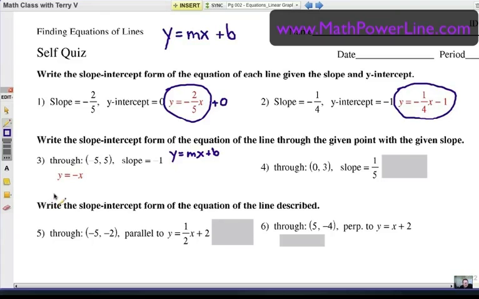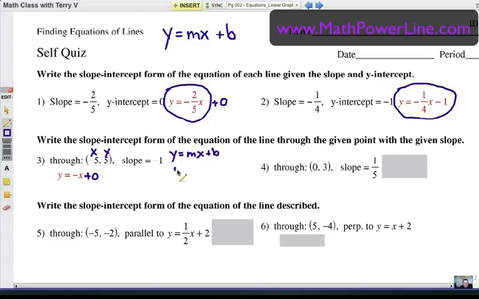Number 3, the answer is y equals negative x, and you could also say plus 0. Now the key to this is, again, in slope-intercept form, you need to know the slope, you need to know the y-intercept, and we don't know the y-intercept here. So what we do is we do some substituting. We substitute the y for the positive 5 there. That's my y value. And the negative 5 is the x value.